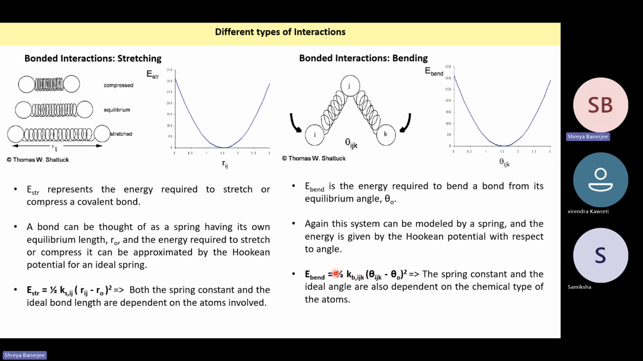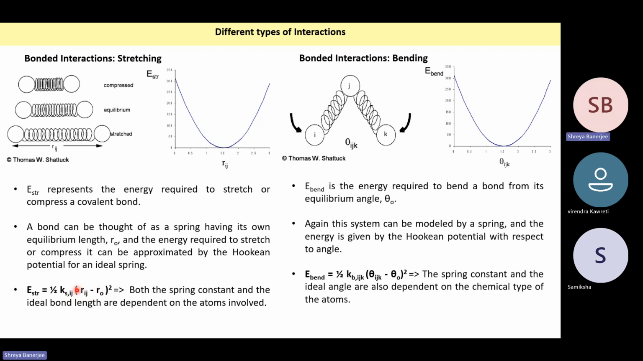No, Kij is just a constant. Sorry, not Kij. It's Rij, meaning the length. You have said that this is compressed and stretched. Yes. So how will you calculate that?